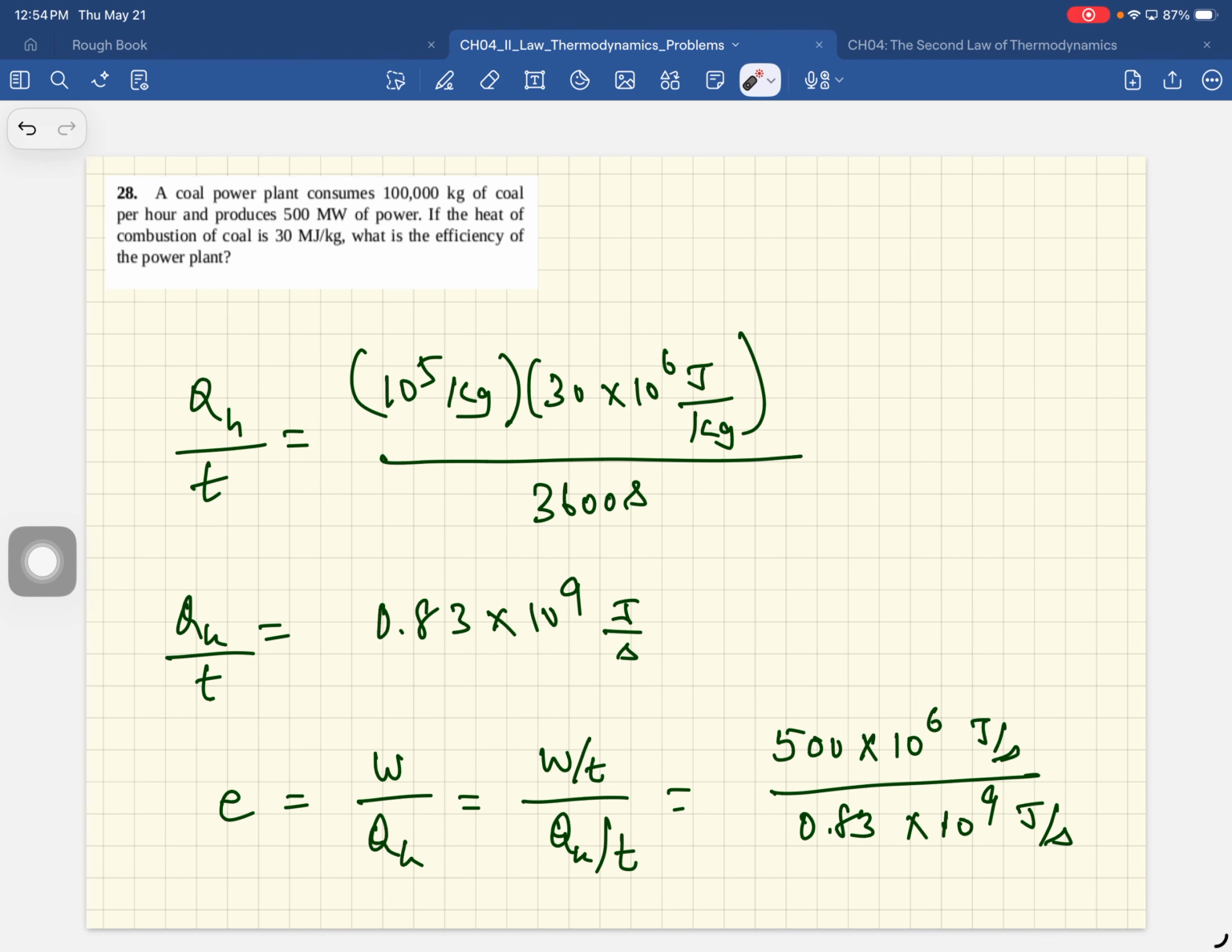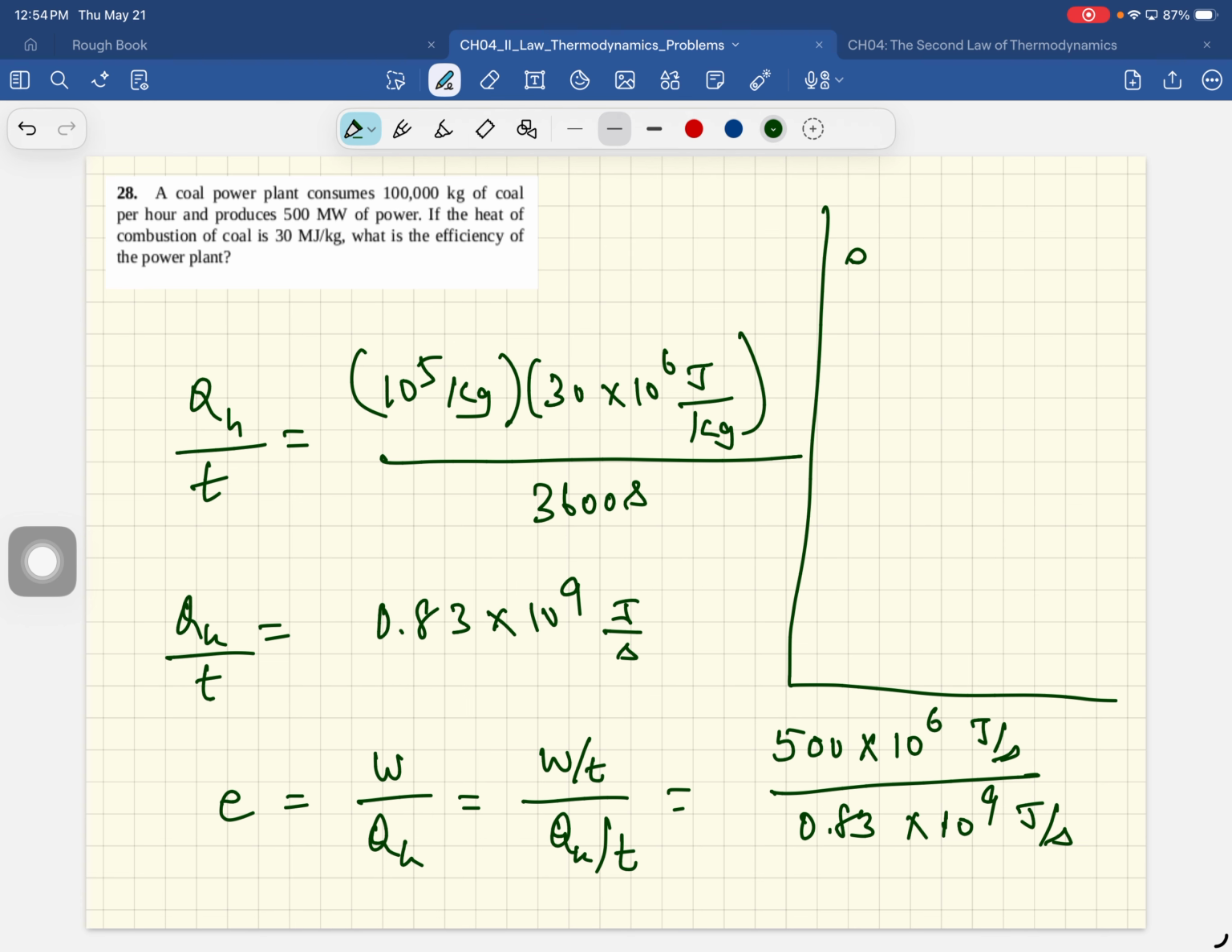An engine operating between heat reservoirs at 20 degrees Celsius and 200 degrees Celsius extracts 100 joules per cycle from the hot reservoir. What is the maximum possible work that the engine can do per cycle? Who does the maximum possible work? Carnot. Very good. Okay.